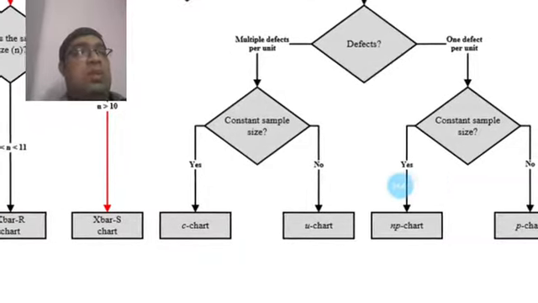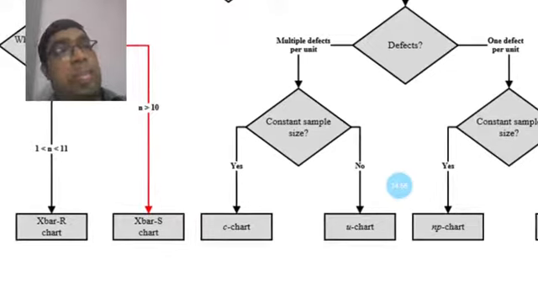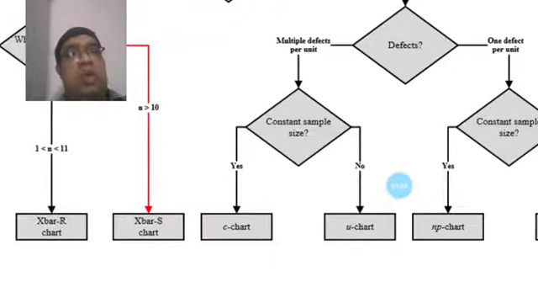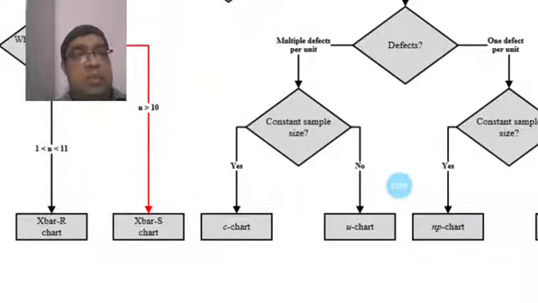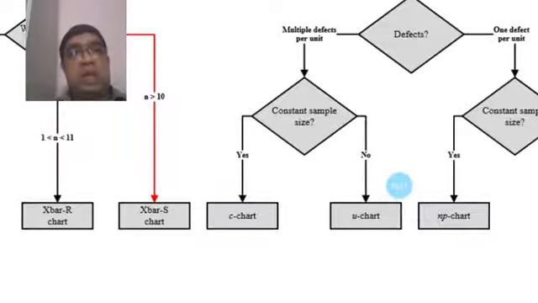Another case is calculating multiple defects per unit. Here the sample size is constant, or else different sizes will be found. If you have multiple defects per unit and a constant sample size, then you have to use the C chart.